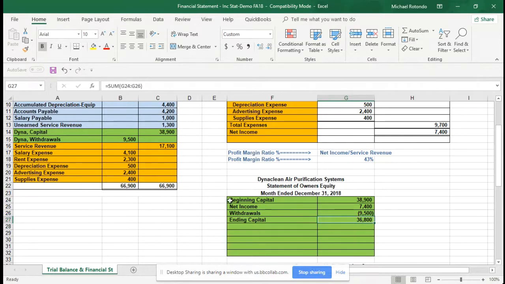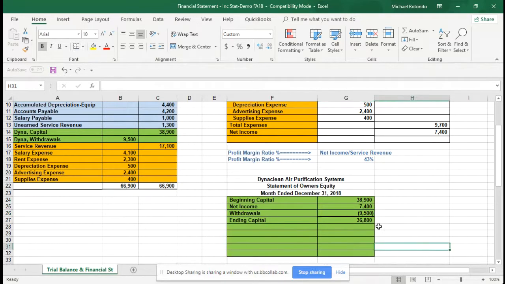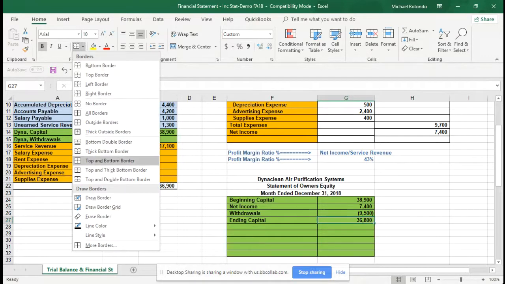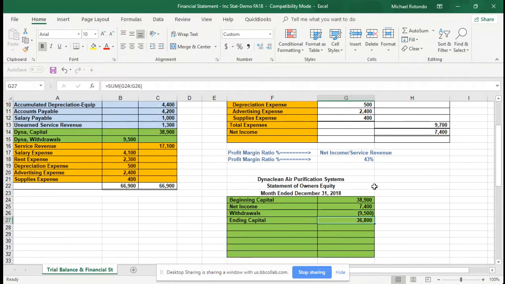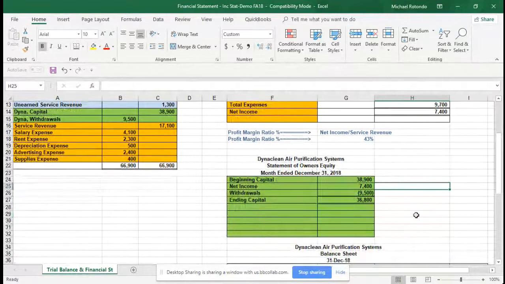Okay, so we're going to do a thick bottom border here and a double bottom border here. Okay, and that's the statement of owner's equity. There are ratios you can do on this, but we're not going to get into those now.